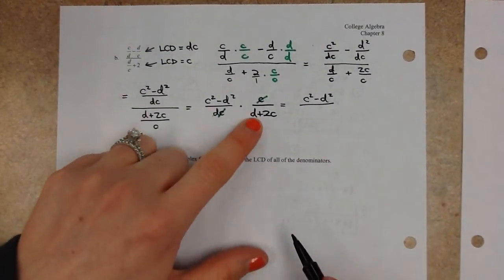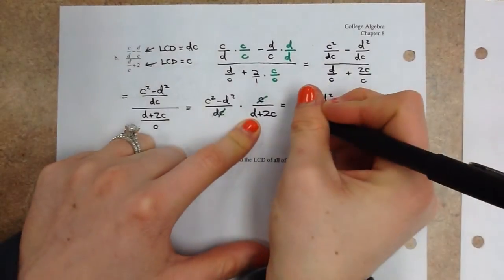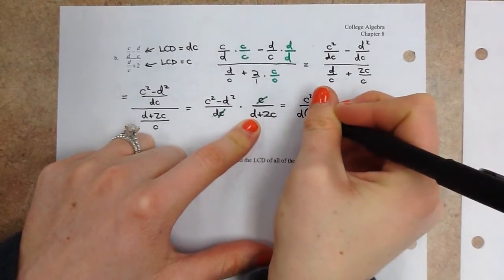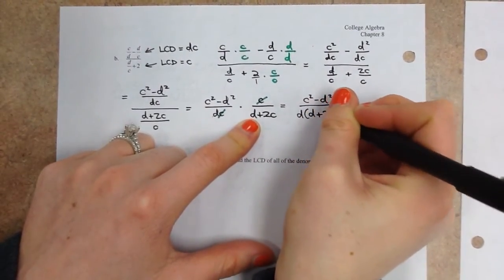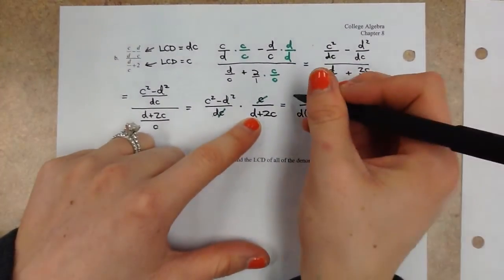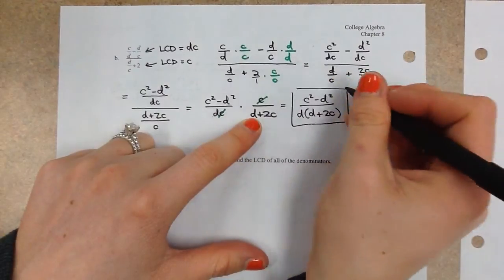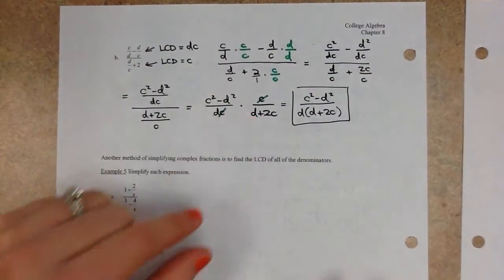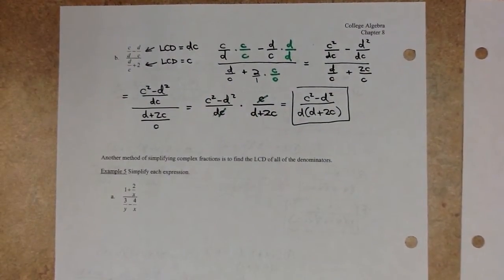And then I have d times d plus 2c. So two options. You can do what we did on the front on that previous page, and do the distribution, or you can just leave it like this. I don't care either way. The back of the book actually isn't consistent. Sometimes they do one way, sometimes they do the other. So whatever, as long as you cancel the right pieces and it's simplified. So that's the first method, kind of dealing with each thing separately.